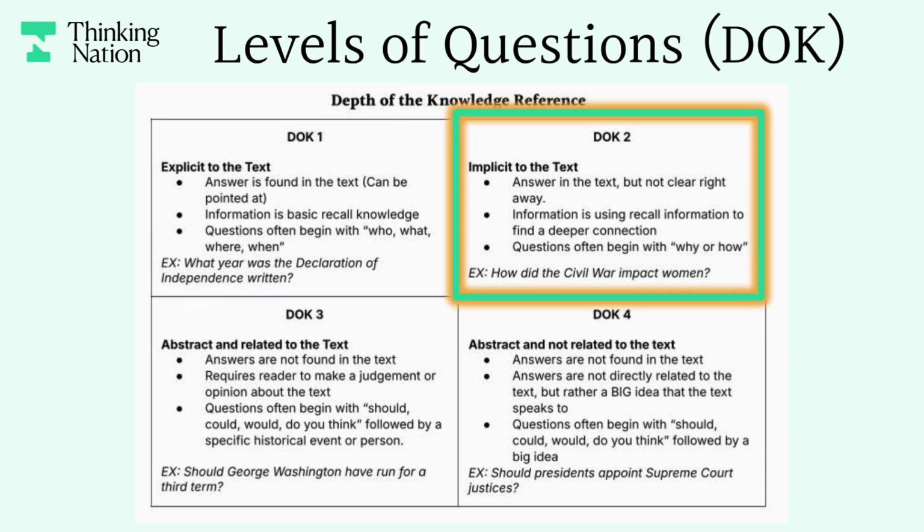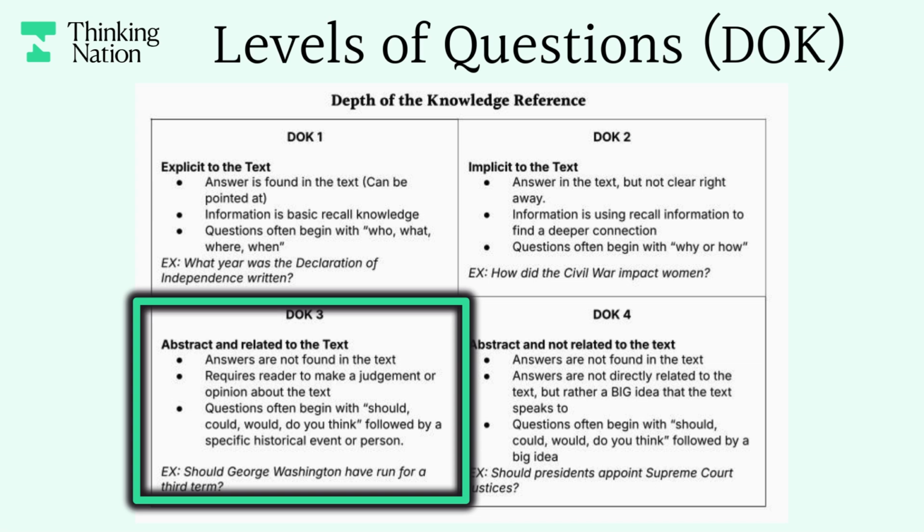DOK level 2. These are questions that are implicit to the text. The answer is in the text, but it's not clear right away. Information at this level is focused on recall. Questions often begin with why or how. Here's an example. How did the Civil War impact women?